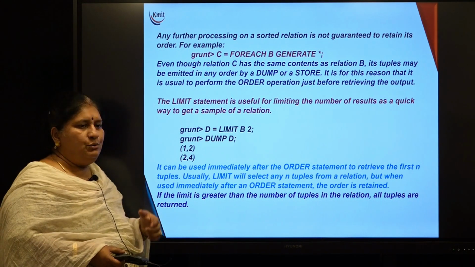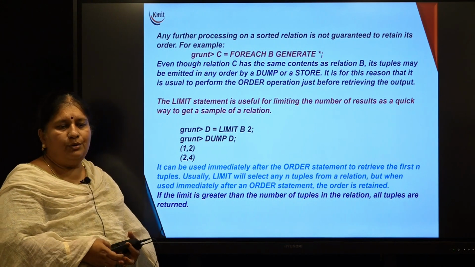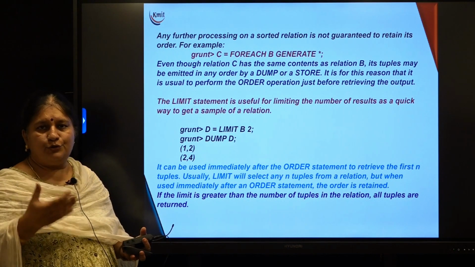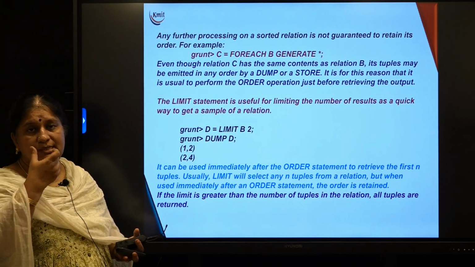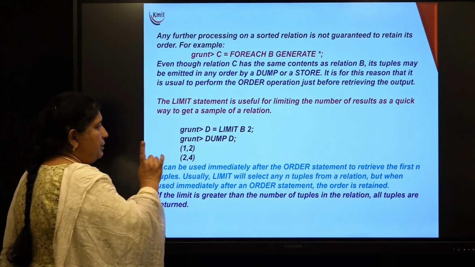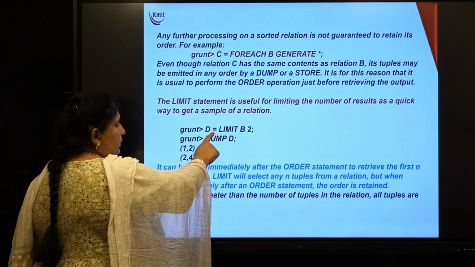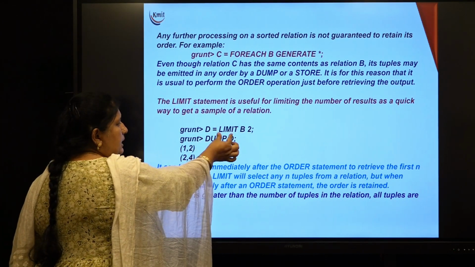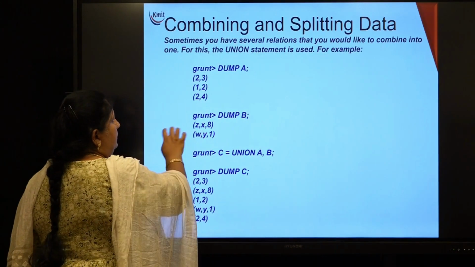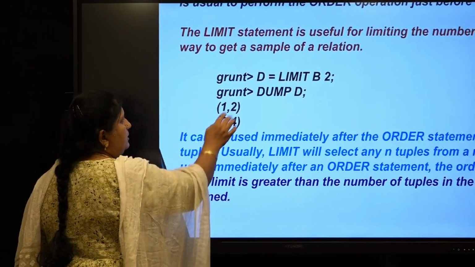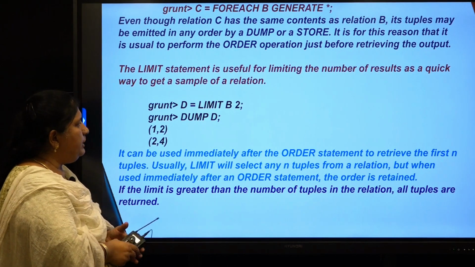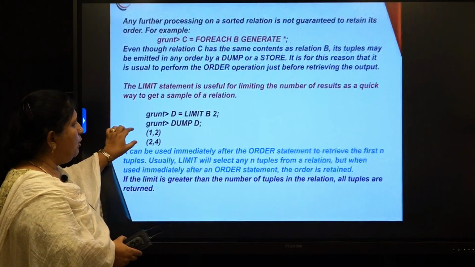Next, I don't want to see the entire data. I want to see only a portion of the data, like a model data set. Instead of showing the entire data set, I want to see only some of the rows, just like prototyping. In such a case, you have the option D is equal to limit B by 2. What is the meaning of this? From the relation B, show me only 2 tuples, don't show me all the tuples.